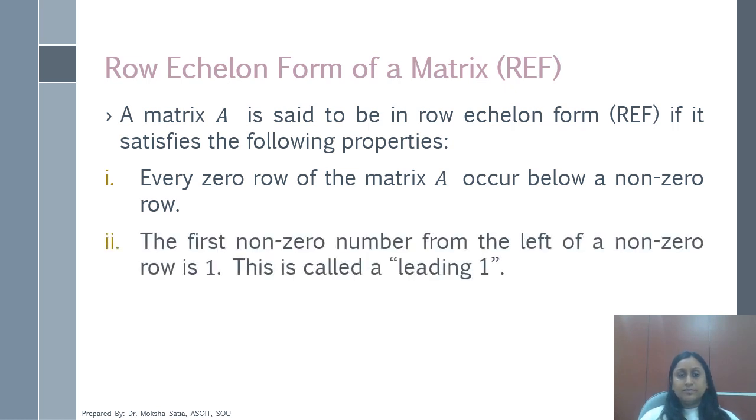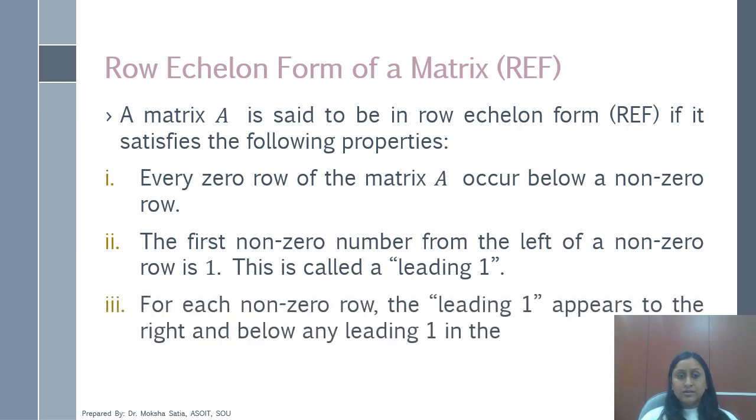The second one, the first non-zero number from the left of a non-zero row is 1, called a leading one. It means there is a non-zero row in a matrix and the first non-zero number from that row should be 1. Afterward, there is no restriction on the numbers. It can be 0, 1, minus 1, any number.